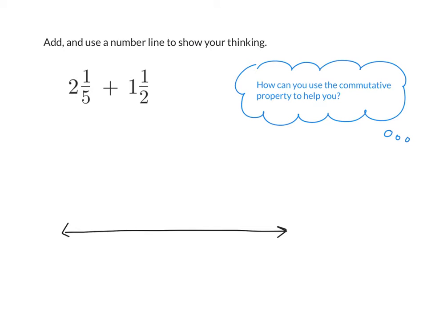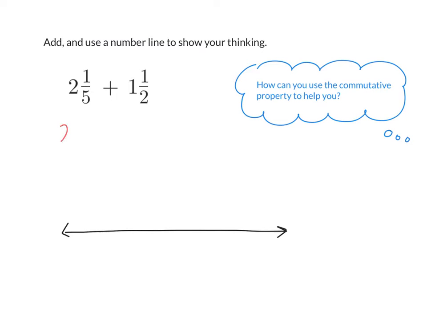So whenever we have a whole number part and a fraction part, we call it a mixed number. Okay, so here we have a mixed number, 2 1/5, plus a mixed number, 1 1/2. Now, how could I use the commutative property? Whenever I'm adding or multiplying, I like it because I can use the commutative property.